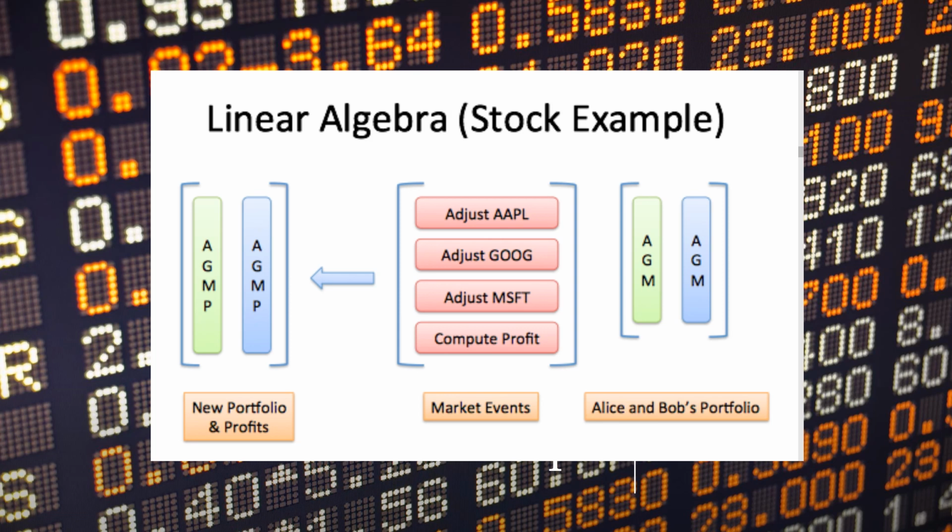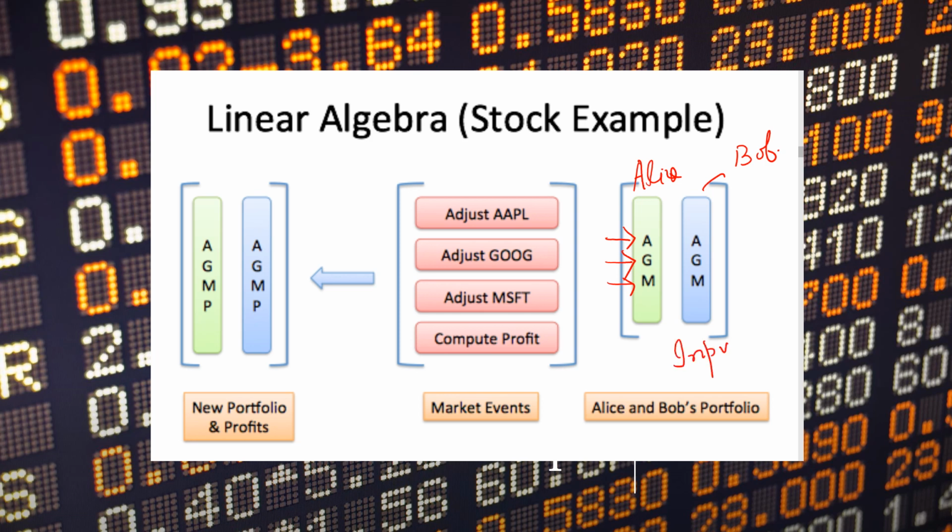So this is our linear algebra model for the stock example. We have Alice and Bob's portfolios. The first row is Alice's Apple portfolio value, Google's value, and the Microsoft value. This is for Alice, and the second one is for Bob. So this whole thing is my input matrix.